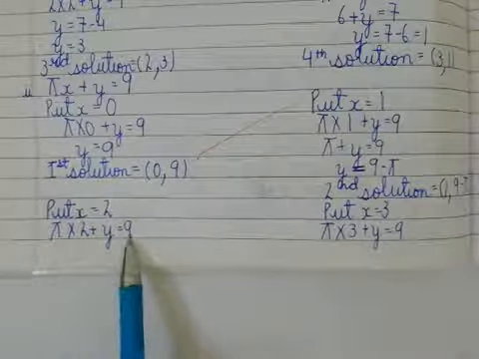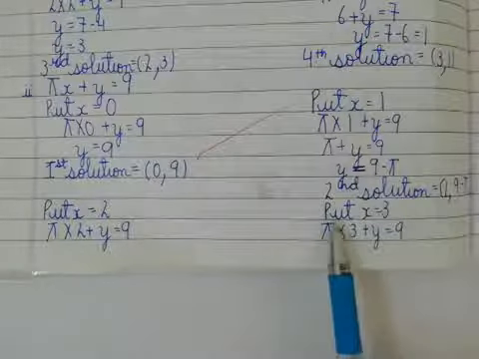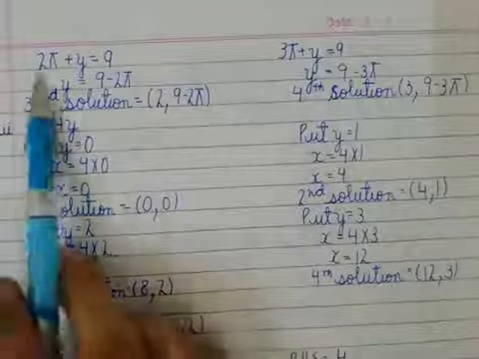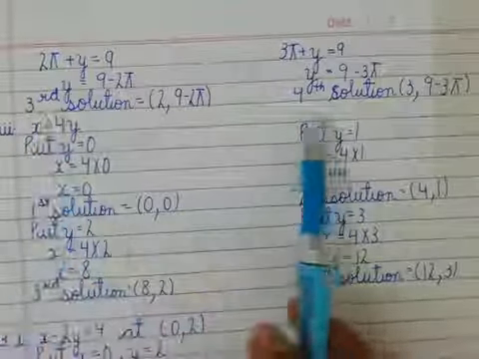It is on the second page, next page. And put x is equal to 3. So here we are getting the other solutions, the third solution and the fourth solution.